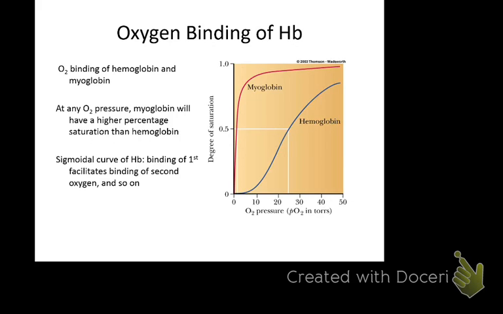Okay, and so I would expect you to be able to draw that. What is this shape called? Or, I mean, what kind of curve is that one? Banana? No. Boomerang? No. That is a hyperbolic curve. Whereas the hemoglobin is sigmoidal. It's an S-shaped curve.